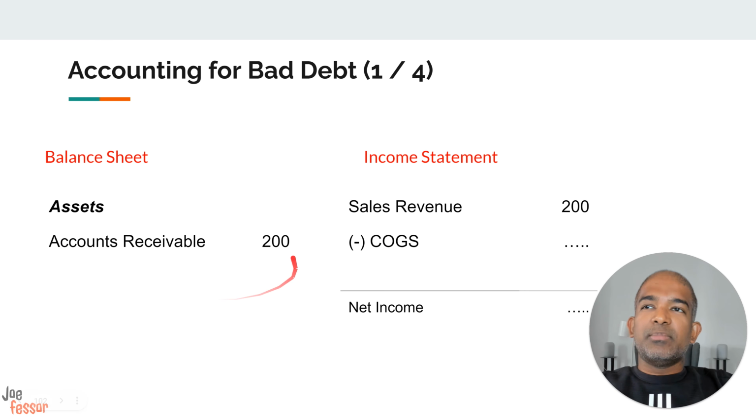On the 27th of December, if you look at the balance sheet, it would show an accounts receivable of $200 under assets. And on the income statement, Joe would show a sales revenue of $200 for the 20 bottles. He would also show the corresponding cost of goods sold for the 20 bottles, but I haven't shown that here because we've already seen how to do that. You would debit your cost of goods sold and you would credit your inventory.